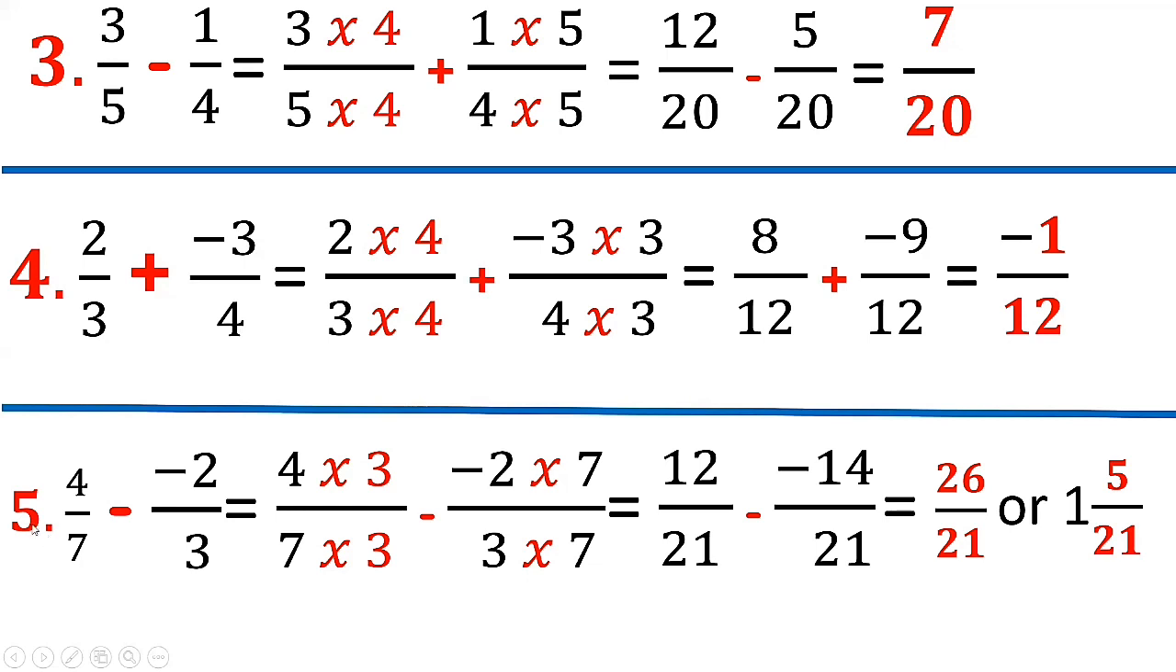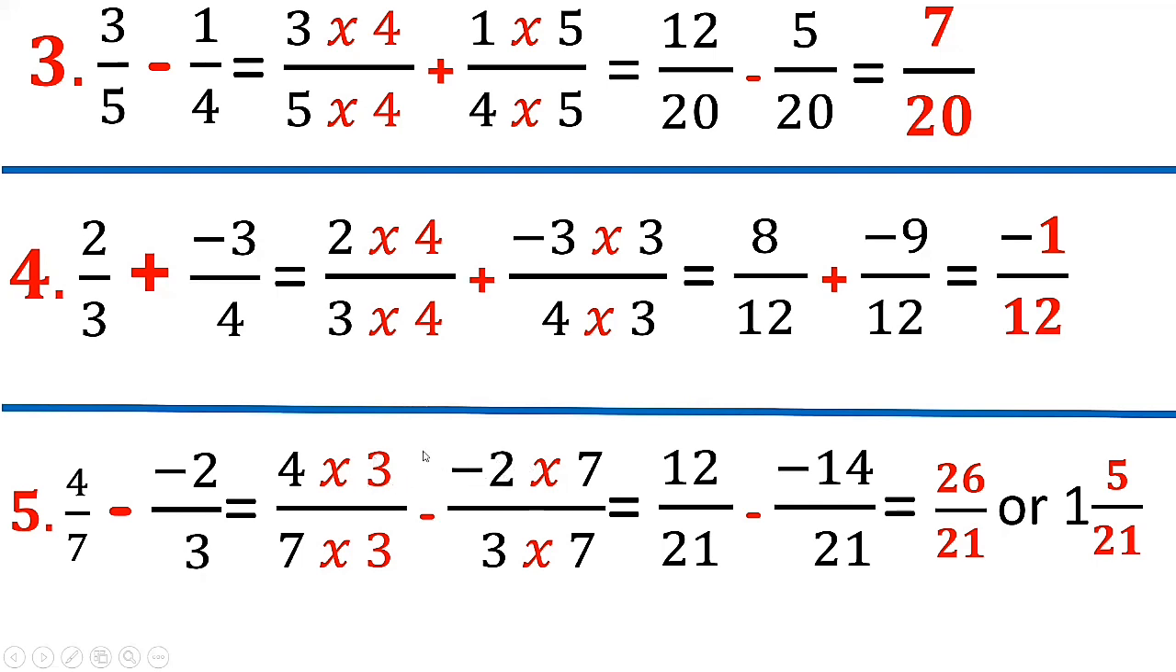Okay, next let's have number 5. 4/7 minus 2/3. This time the operation is subtraction. So from this one, of course, we all know that the LCM of 7 and 3 is 21. So what will you multiply to 7 to make it 21? Of course, it's 3. So if you multiply 3 to 7, you must also multiply 3 to 4. And what will you multiply to 3 to make it 21? You will multiply it by 7. So if you multiply 7 to 3, you must also multiply 7 to negative 2.